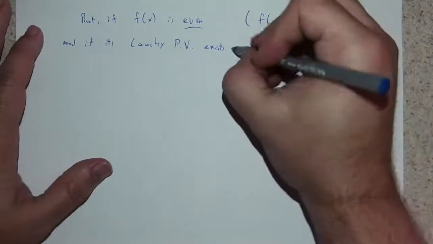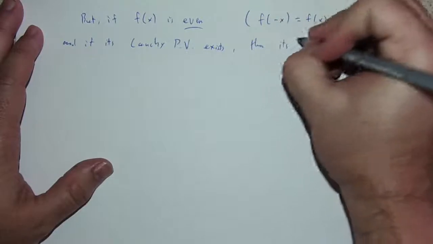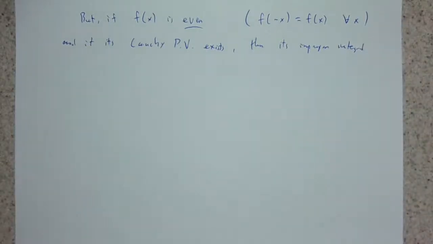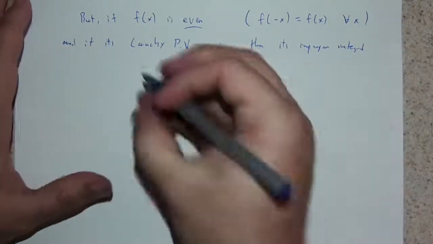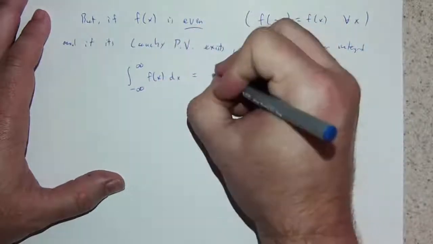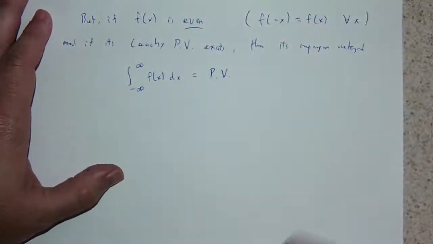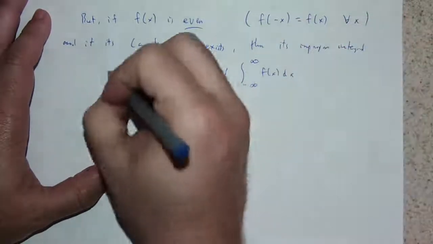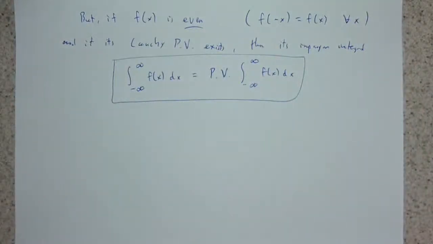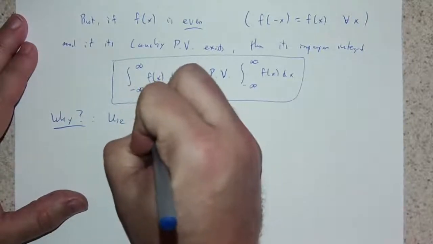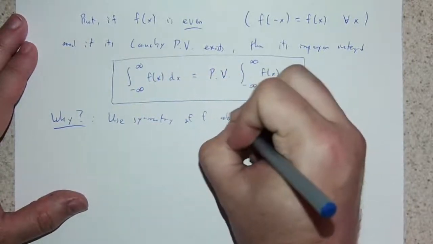then its improper integral, which is the integral from, say, minus infinity to infinity of f of x dx, is actually equal to its Cauchy principal value. And so we can compute this directly from it. Why? Use symmetry of f about the y-axis.